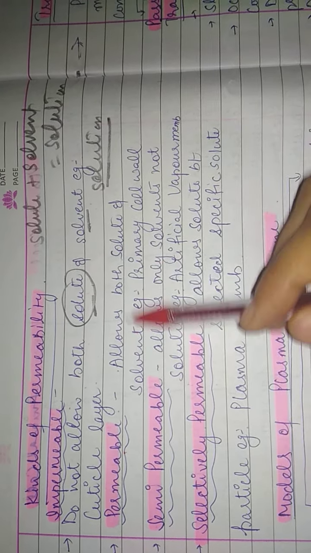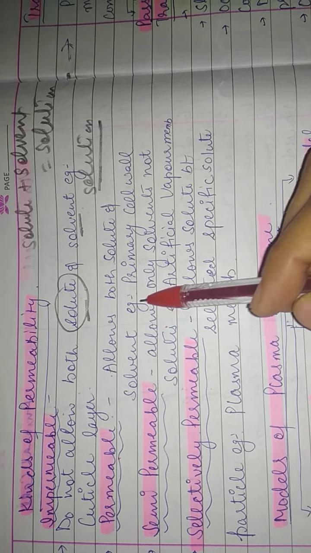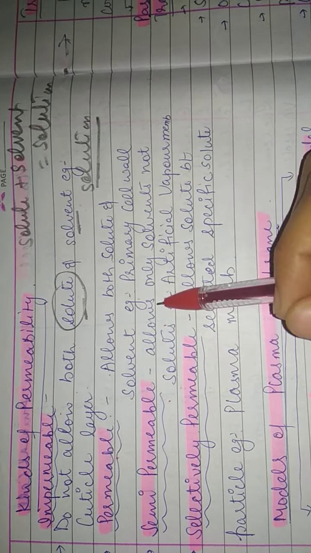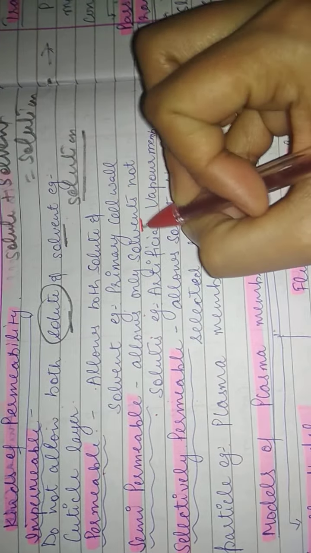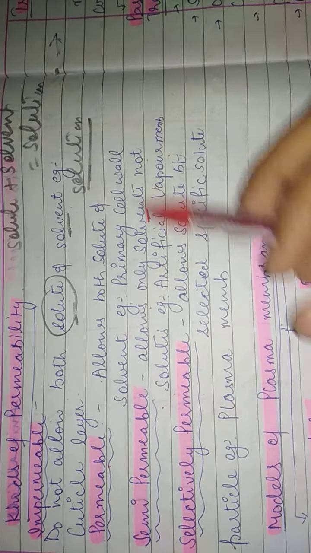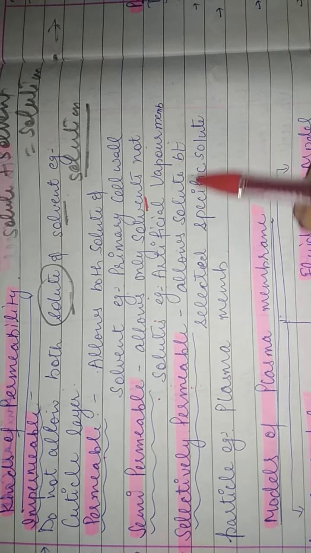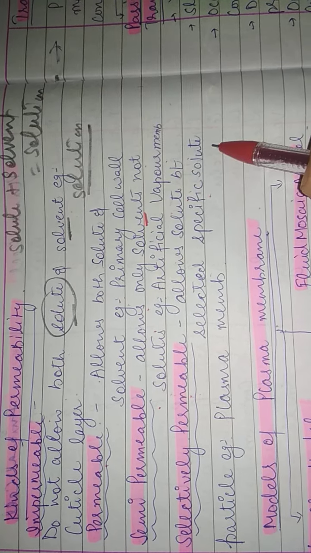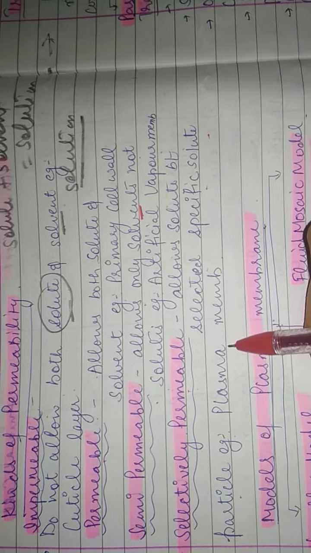Permeable allows both solute and solvent. For example, the primary cell wall. Semi-permeable allows only solvents, not solute. For example, artificial membrane. Selectively permeable allows solute, but only selected specific solute particles. For example, the plasma membrane.